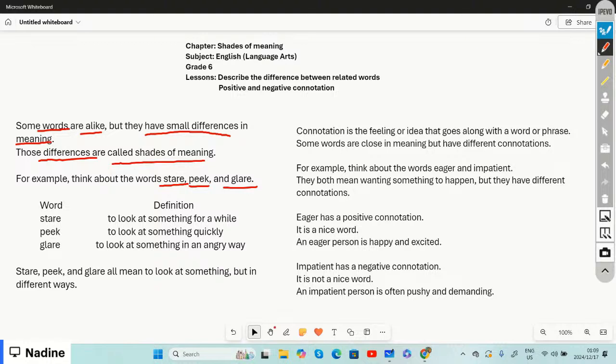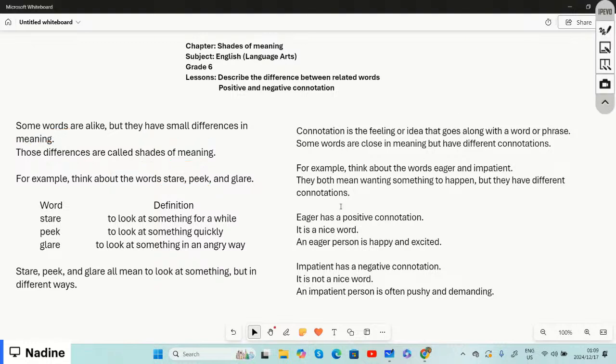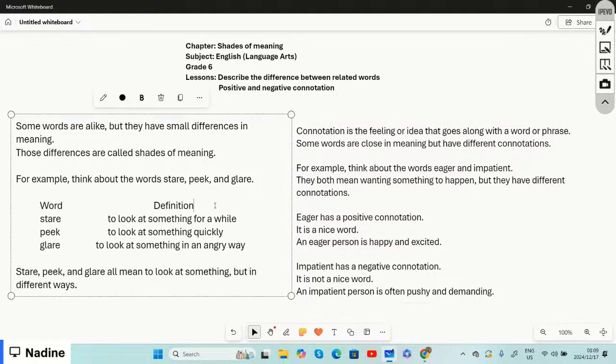And then we have the word glare, right? Glare is like if somebody gives you a look, but in a not so nice way. Like they're giving you attitude, right? But we will look at the difference in those meanings. So if we specifically look at the word, let's quickly do this.